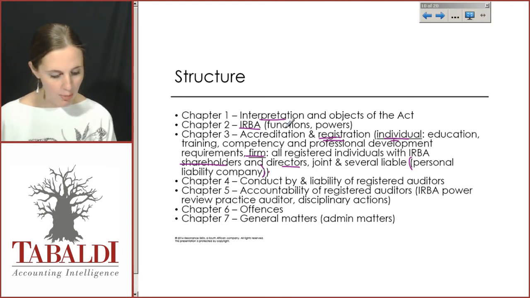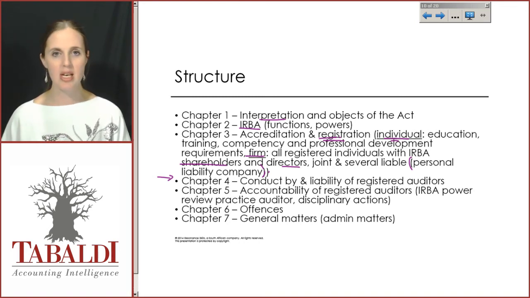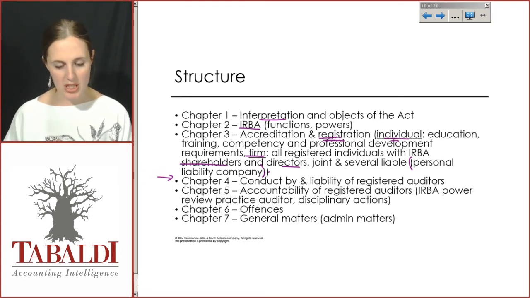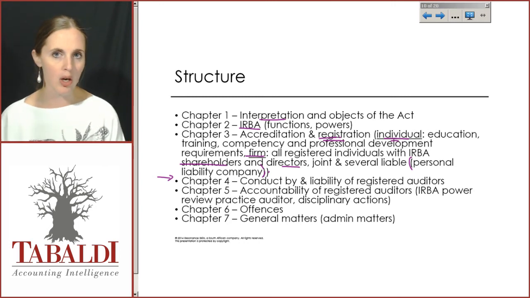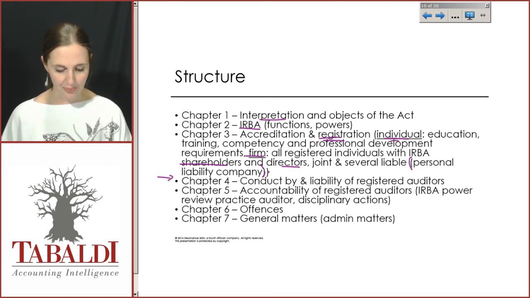Chapter 4, very important, and generally we go into more detail of Chapter 4, talks about the conduct of auditors, the liability of registered auditors. And in this case, it's very important when we study auditing to understand what specific guidelines and boundaries we have to work within. Are there certain things that we are and are not allowed to do? And best we understand that before we go any further. And what happens if things don't work out according to plan?